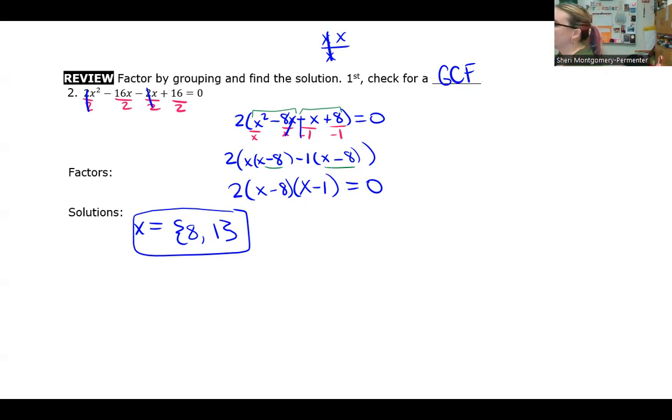We're about to move on to the new stuff. This is the stuff that we're learning today. So far, everything else has kind of been review. So this is the new stuff that we're learning today.